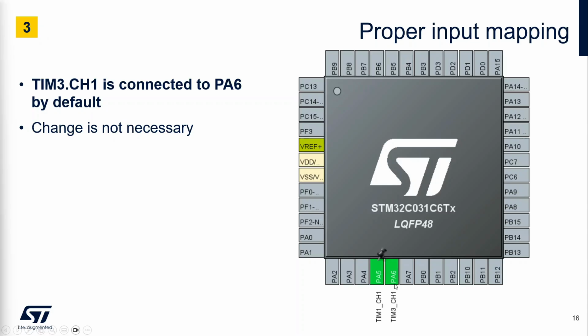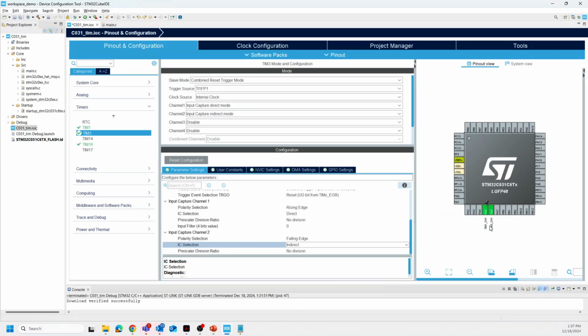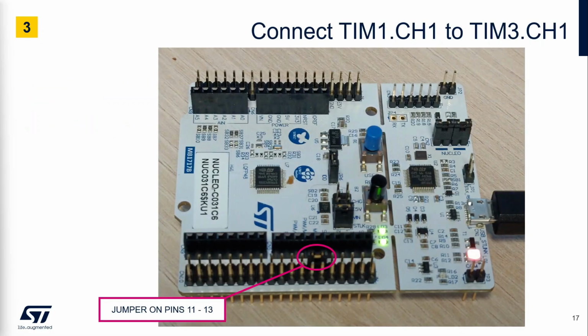And now we can check the pin where timer 3 input is connected. By default it's on PA6, and it's visible that it is. And now it's necessary to make a simple hardware modification on the board. Put the jumper on connector 10 between pins 11 and 13 like you see in this picture.